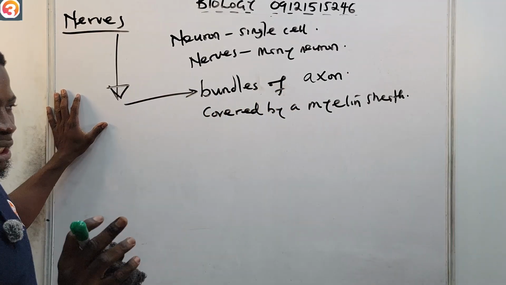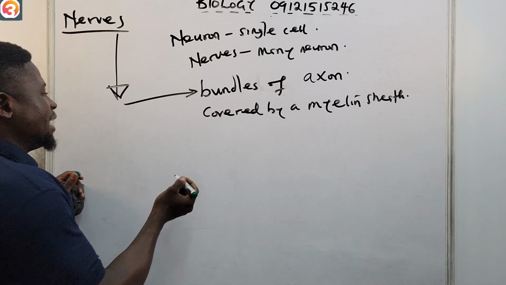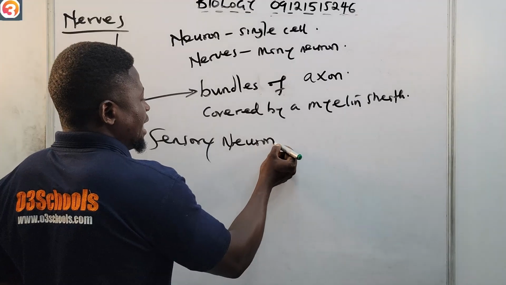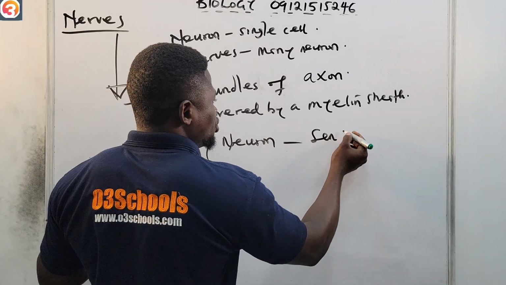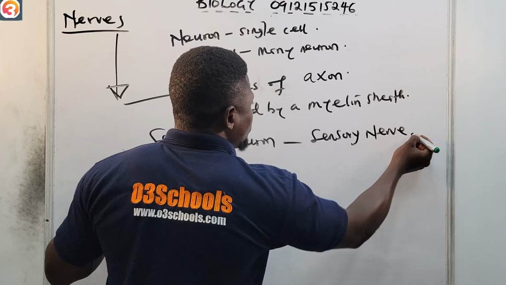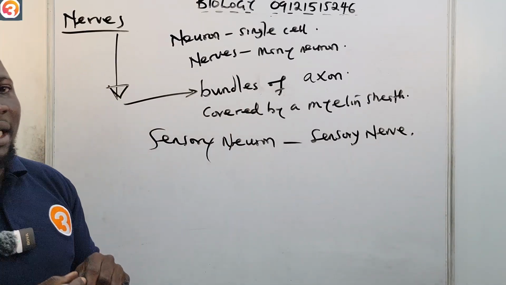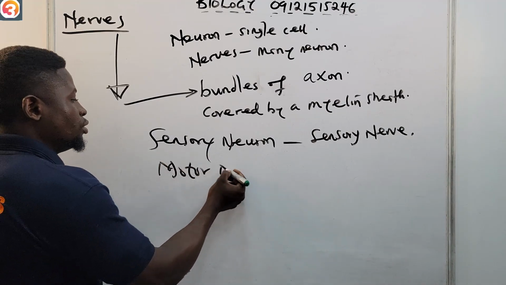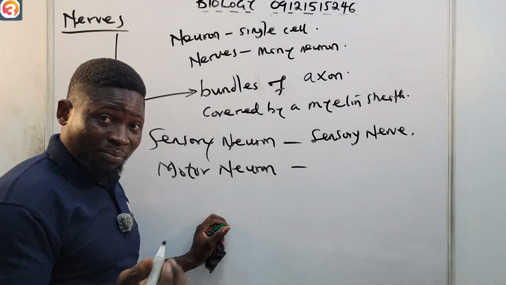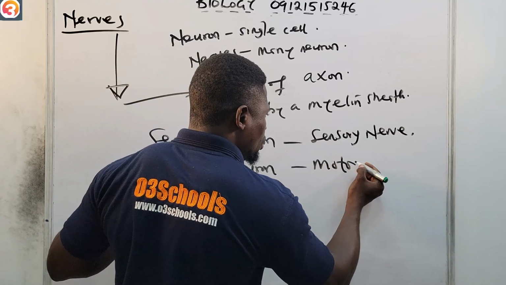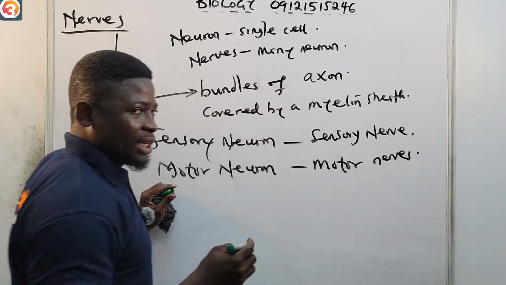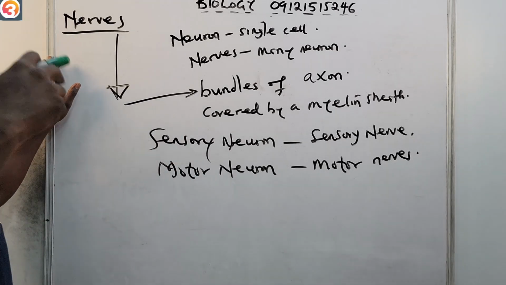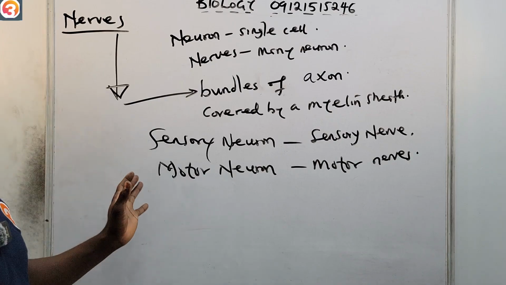Now, all the sensory neurons together form what we call the sensory nerve. Please take note of that. So the sensory neurons together form the sensory nerve, while the motor neurons form the motor nerves. You are very correct. So all the sensory neurons together form the sensory nerve, while the motor neurons form the motor nerves.